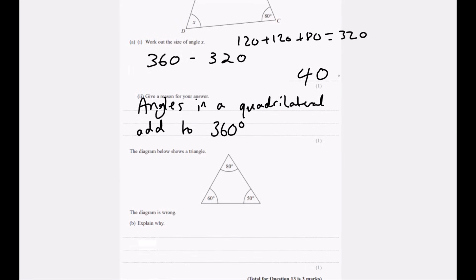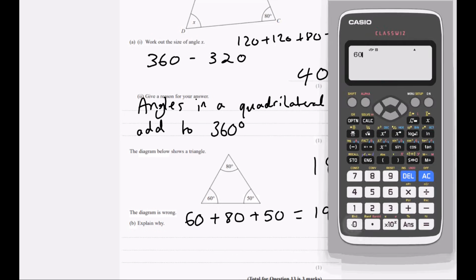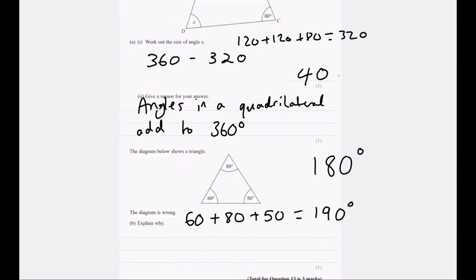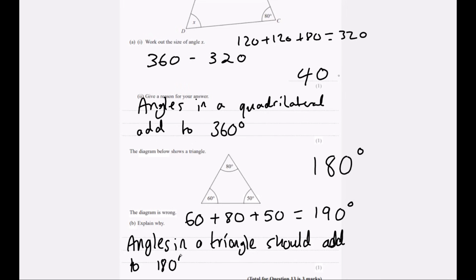The diagram below shows a triangle. Diagram is wrong. Explain why. So we know the angles in a triangle have to add up to 180 degrees. And if we add these up, 60 and 80, that's 140, plus 50, that's 190 degrees. 60, 80, and 50 make 190 degrees. So it's wrong because angles in a triangle should add to 180.